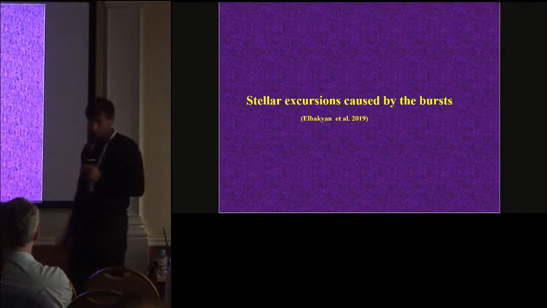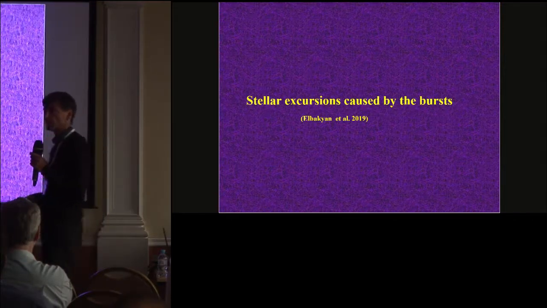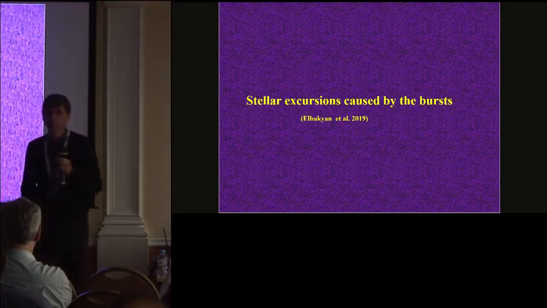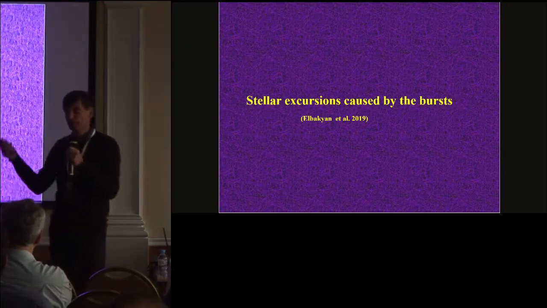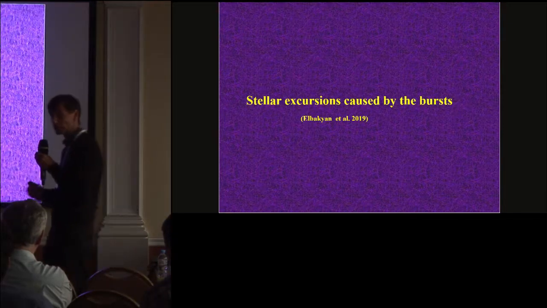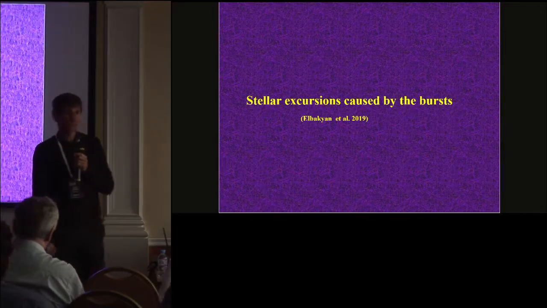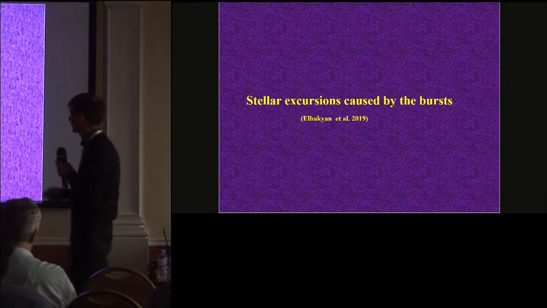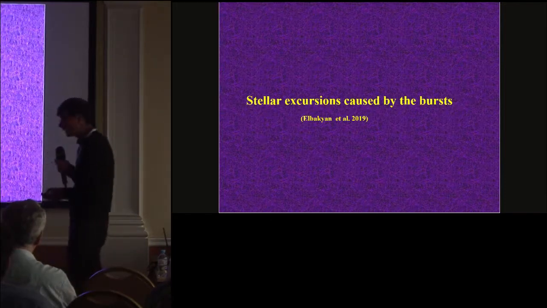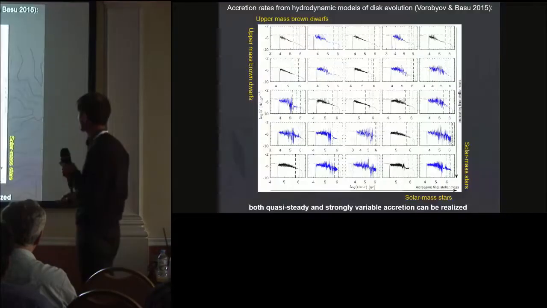Okay, the second part of the talk now. What are the consequences of these bursts for the star? There are many consequences for the disk. It can heat up the disk. We have heard already about several consequences. It can move the snow lines, can affect the chemical composition of the disk, and many, many other things. However, the burst can also affect the star. And it's usually ignored. The effect is also very interesting.